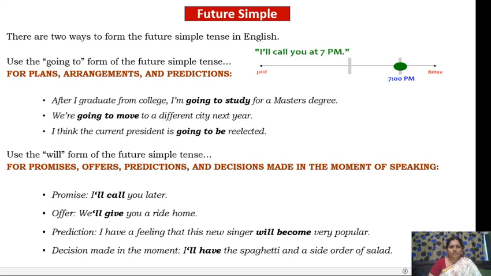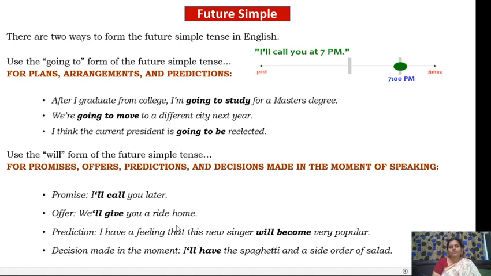And the other form is we use will to represent simple future tense. So we use will to express promises, offers, predictions, decisions made in the moment of speaking. All these things are made in the moment of speaking. So see here, for example, I'll call you later. This is a promise.